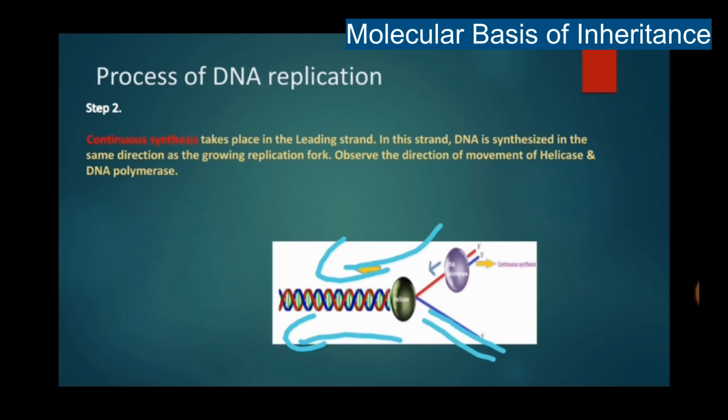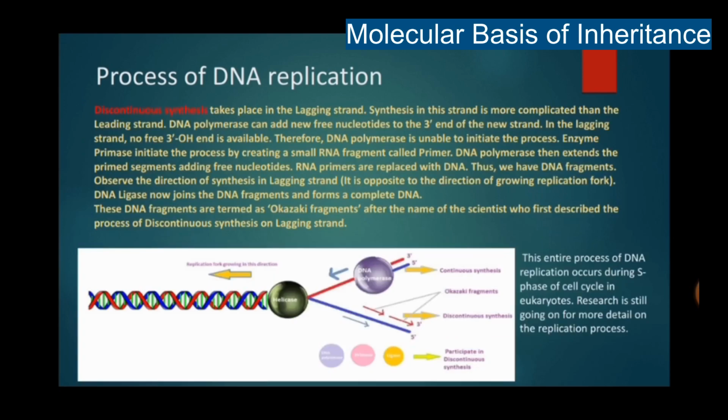DNA polymerase ने leading strand पे continuous synthesis से तो नया strand बना लिया, लेकिन lagging strand का क्या? वहाँ कैसे बनेगा? So now we will talk about the discontinuous synthesis. Discontinuous synthesis is more complicated than continuous synthesis. It happens on the lagging strand.